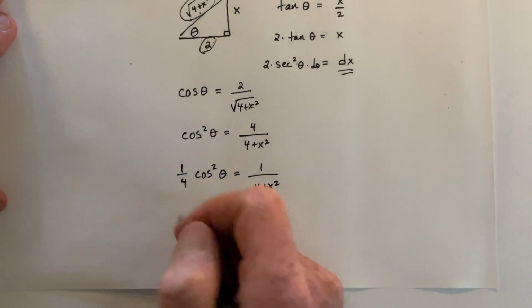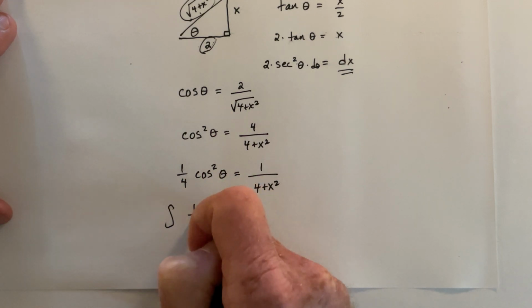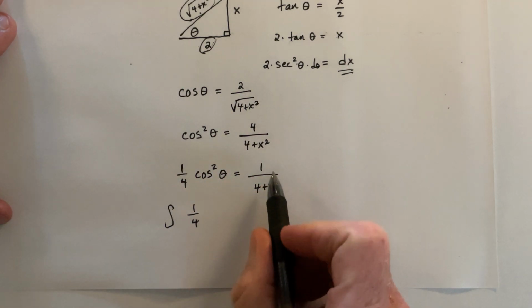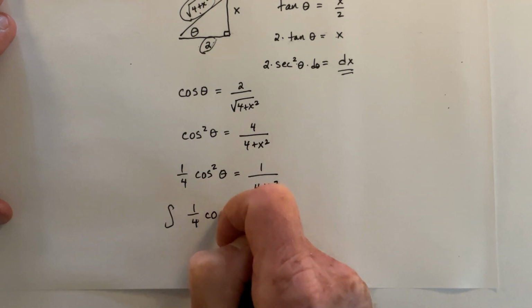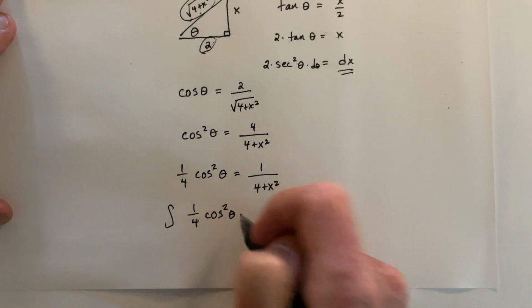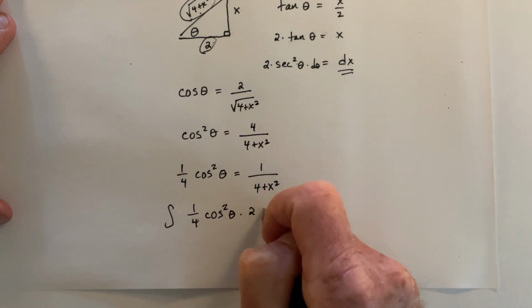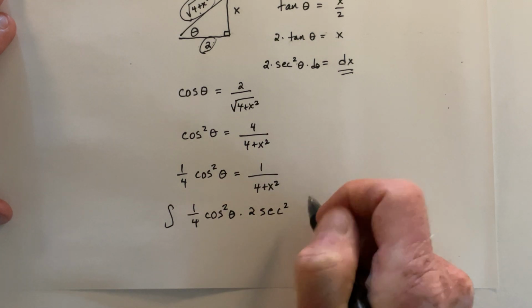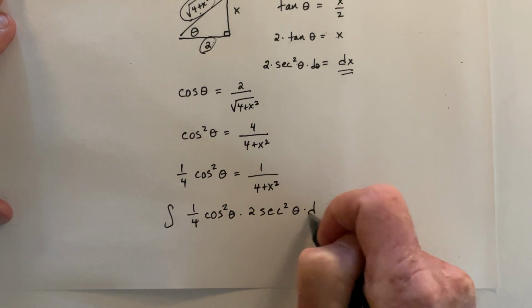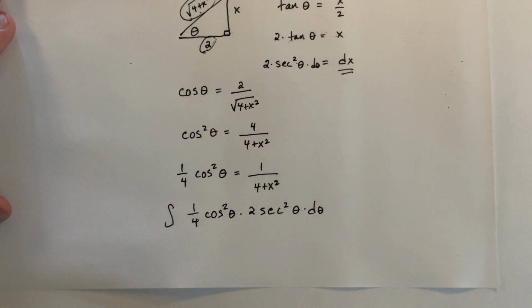So it's going to look like integrate a 1/4, and then the fraction gets replaced with cosine squared theta. And then there's the dx, and the dx gets replaced with 2 times secant squared times d theta. And before integrating this, we could actually reduce. So secant is 1 over cosine. So that means that this one is 1 over cosine squared. And if you have 1 over cosine squared, it's actually going to cancel the cosine squared.